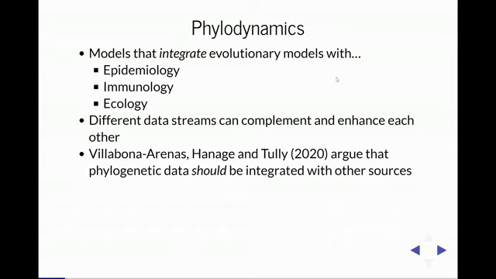Those are ones that try to integrate evolutionary models, the phylo bit, with epidemiology, but perhaps also immunology, ecology, and so on, with the idea that different data streams can complement and enhance each other. There was a recent comment in Nature by Julian Villabona-Arenas, Bill Hanage and Damien Tully, where they argued that not only can we integrate phylogenetic data with epidemiological data, but we should, in order to avoid making mistakes in our conclusions.